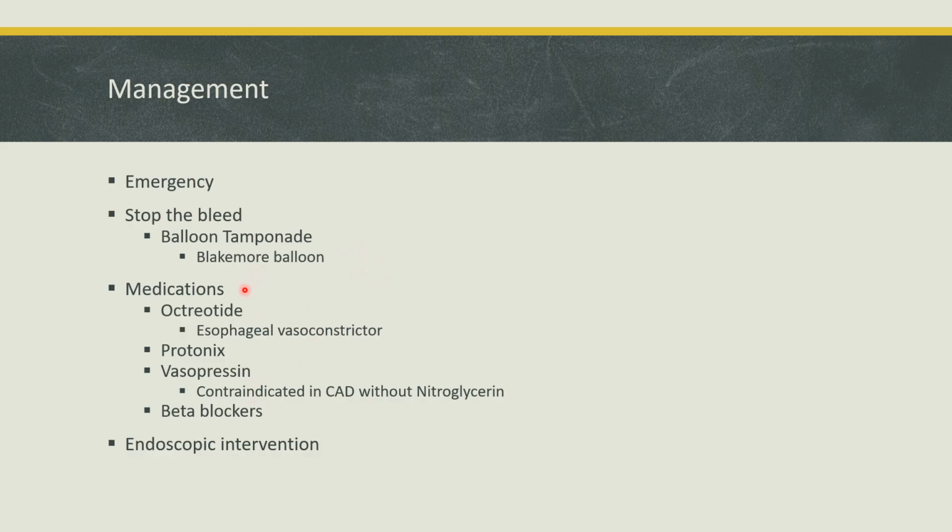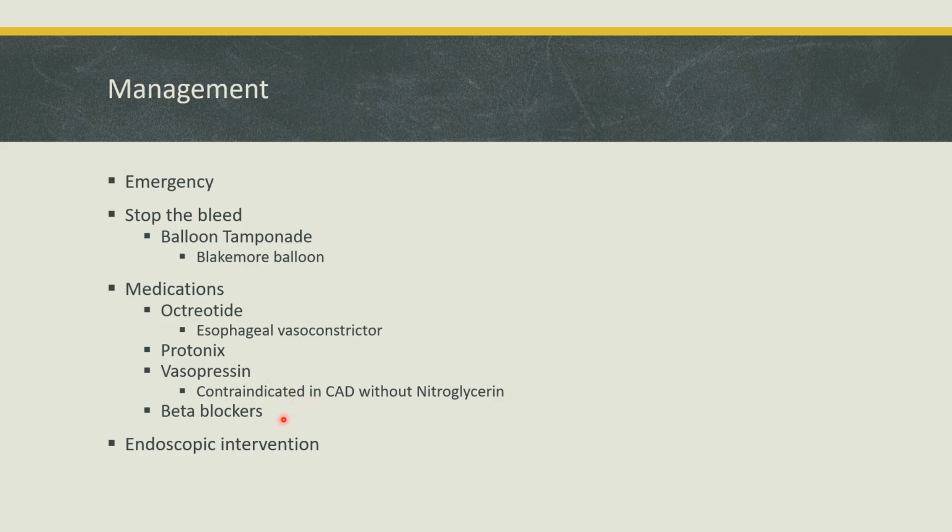Some of our medications we can do, so we can do octreotide. Octreotide is an esophageal vasoconstrictor. So it's going to constrict down the blood system of our portal system, which can actually kind of tamponade off those veins. We'll give them protonix to decrease the amount of gastric acid, so that's not causing more corrosion. Vasopressin is contraindicated in patients with coronary artery disease, but vasopressin is again going to help vasoconstrict, right? It's going to help with any hypotension as well as tamponade off those veins.